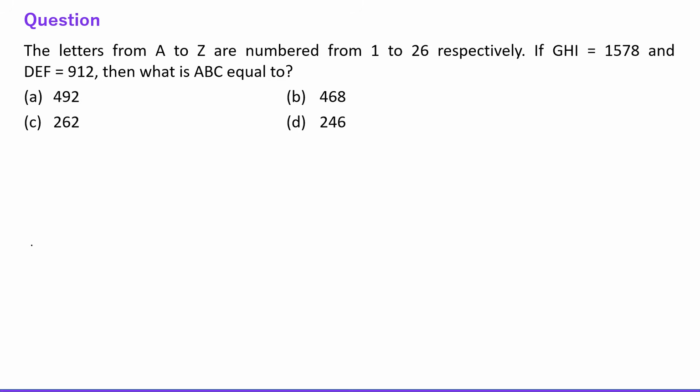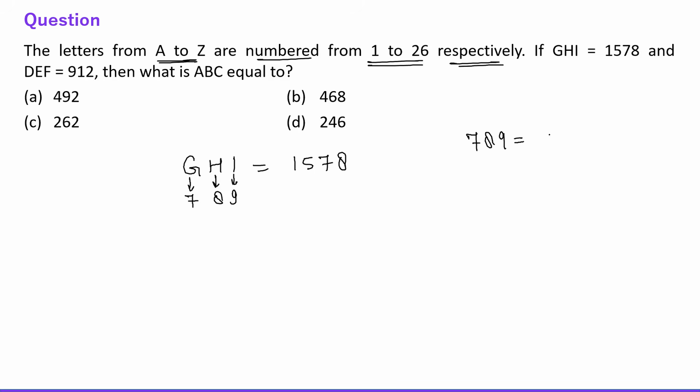Next question says the letters A to Z are numbered from 1 to 26 respectively. If GHI is 1578, the number of G: A, B, C, D, E, F, G. G is what? G is 7. And then it is G, H, I, 7, 8, 9. So 7, 8, 9 is coded as 1578. So this is actually twice of 789.